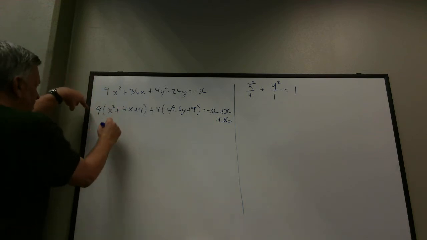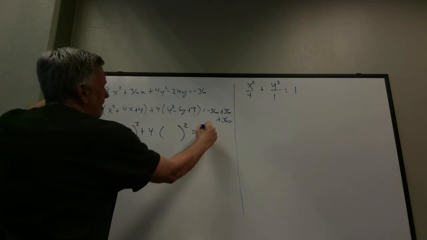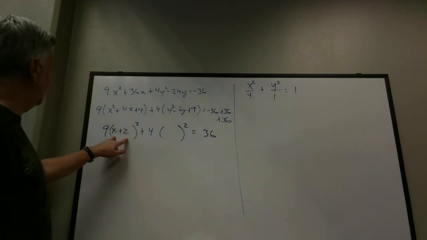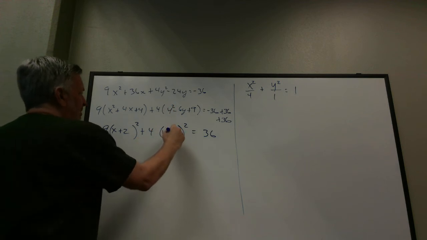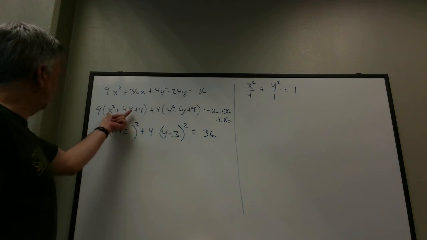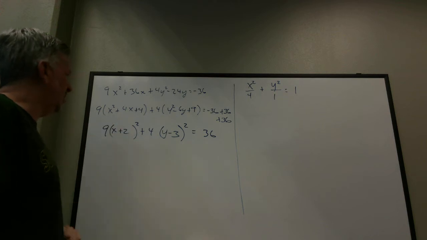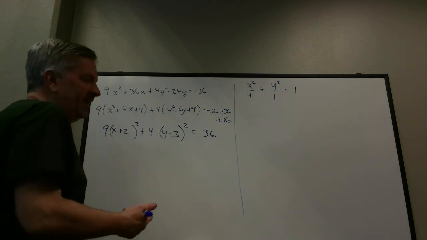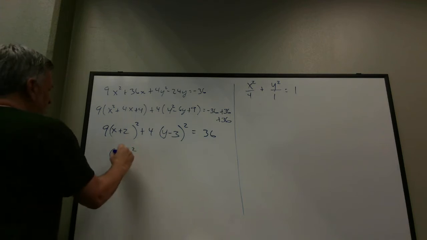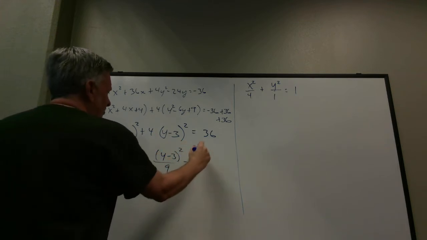So if we've done this correctly, we should have perfect squares here. And we do, because this is x plus 2 quantity squared. And then this is y minus 3 quantity squared. Okay? That was the whole point of that, is so we can get rid of the linear term. And now we just have a quantity squared. And to make it look like the standard form of the ellipse, we divide both sides of the equation by 36. I'm going to cancel as I go. So this is x plus 2 squared over 4 plus y minus 3 squared over 9 is 1.